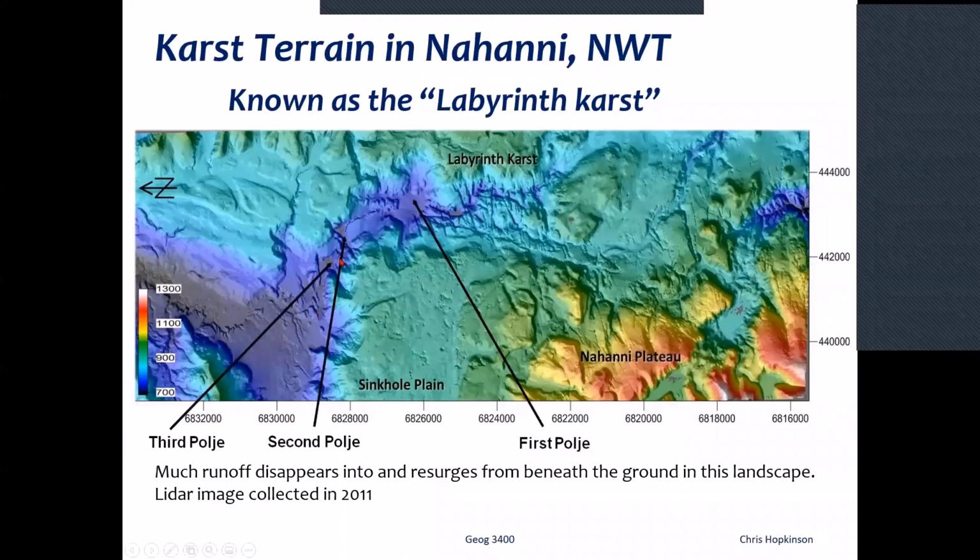A great example of this in Canada, well, there's many of them, a lot in BC, for example, in the mountains, and in Alberta in the mountains, and a few places too. But one of the greatest examples in Canada is the Nahanni Labyrinth karst. Not an easy place to get to. It's in the Nahanni National Park area. I've flown over there a few times myself.